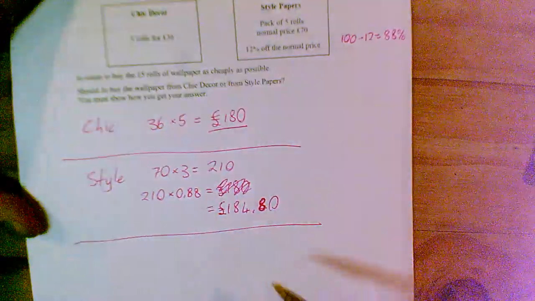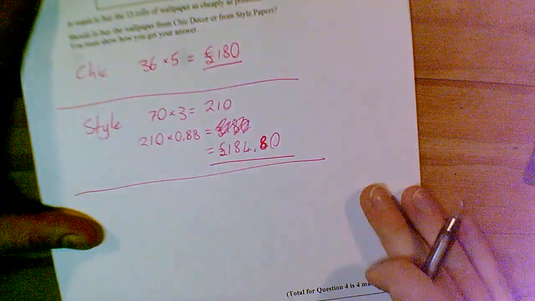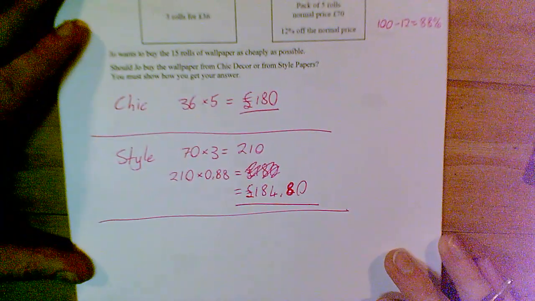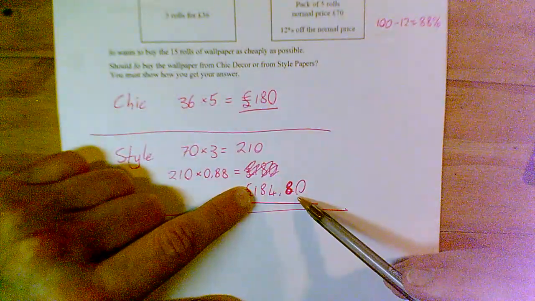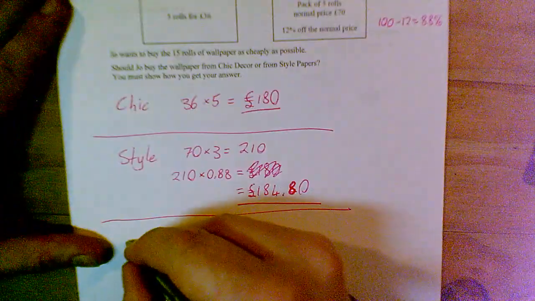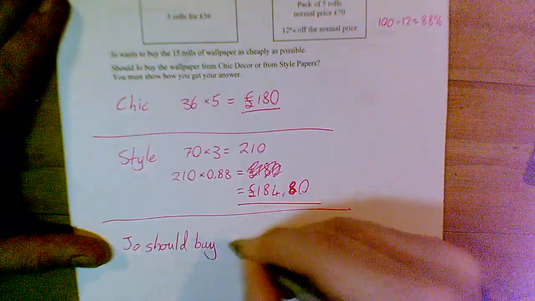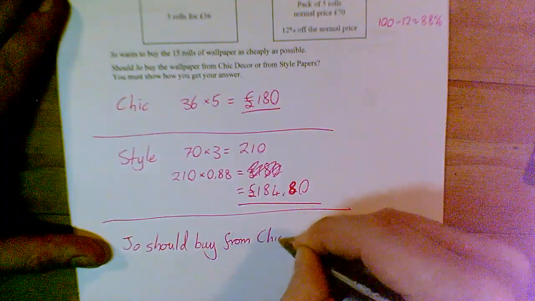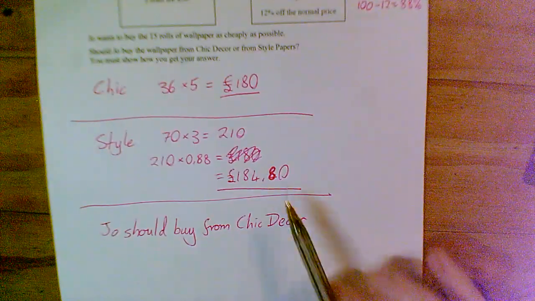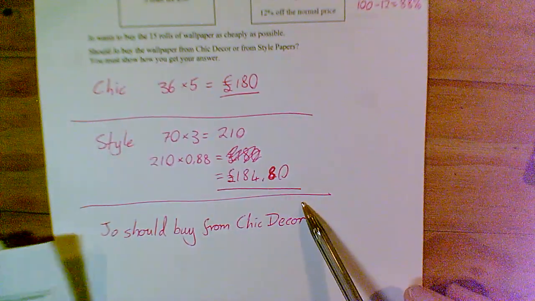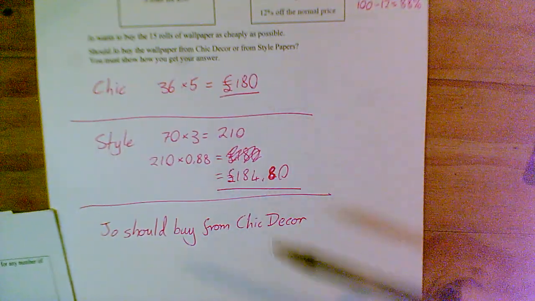We've got to answer the question. That's not enough. So I'm just going to put, you don't need to write a whole sentence about what's better and why it's better. You also need to do more than just saying £184 is more than £180. I'll put Joe should buy from Chic Decor. And that's enough. Now I'm going to spend a little minute on the mark scheme for this one to help show why it's important that I set these out clearly for the examiner.